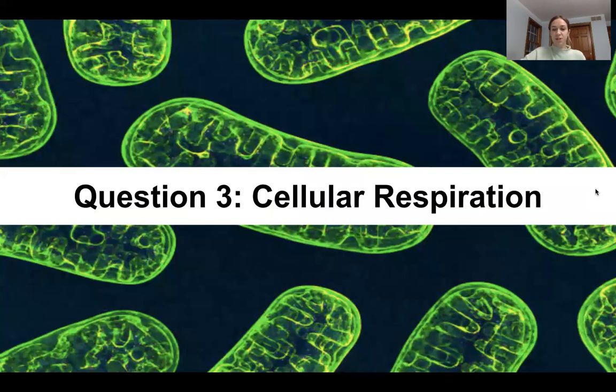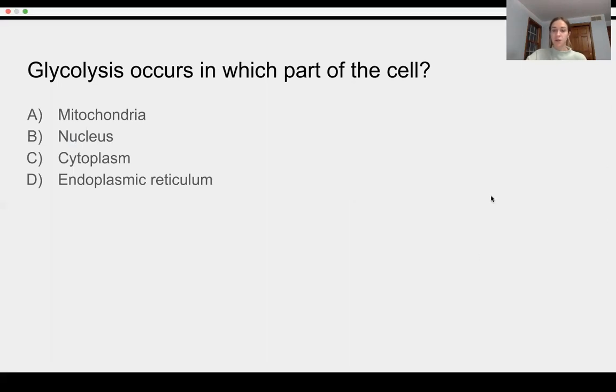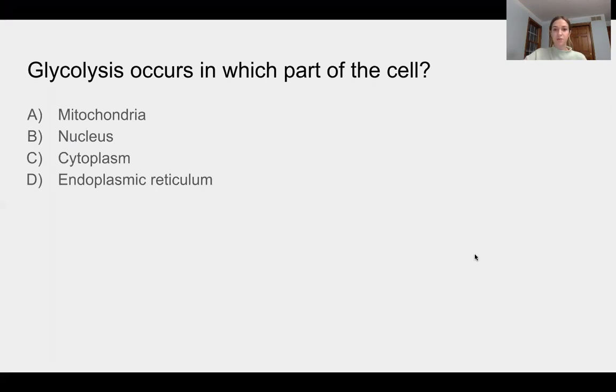All right, so question 3, this is just about cellular respiration in general. The question reads, glycolysis occurs in which part of the cell? So take a minute here and pause the lecture, 1 to 2 minutes to answer the question. All right, assuming that you have now answered this question, I'm going to reveal our answer, which is C, the cytoplasm.